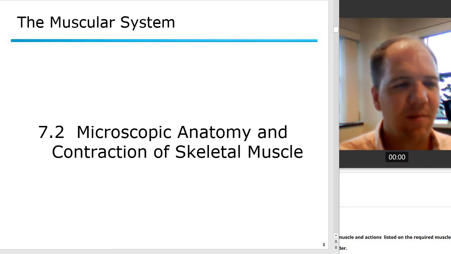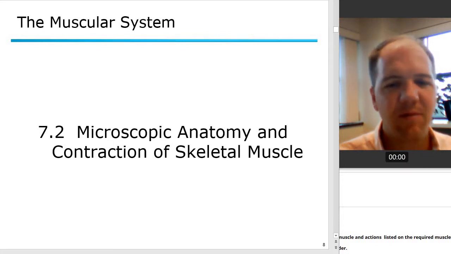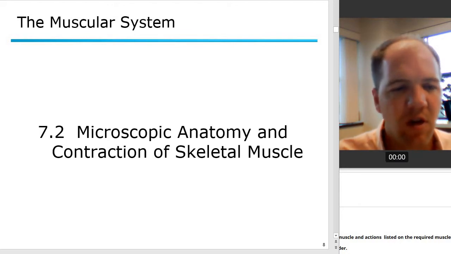Okay, class, it's time to talk about the microscopic anatomy of skeletal muscle and how contraction works. Now, this part is probably the most complicated part of the muscular system, how this works. So hopefully this will make sense. If you have struggles with it, let me know. I'm happy to go over it with you again.